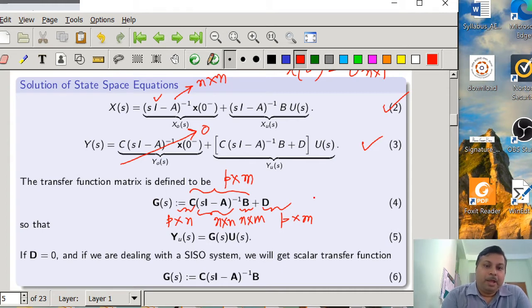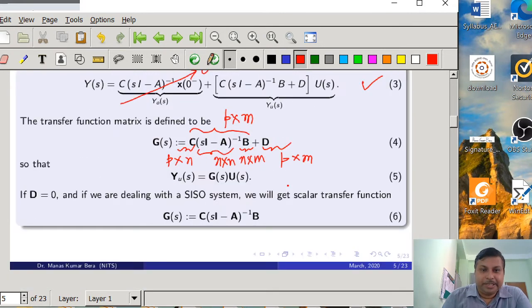Fine. So now, if you are dealing with a SISO system, then definitely you are going to get a scalar transfer function. That is also evident if you write the dimension of each matrix associated with the computation of G(s). In most cases you will find that D equals 0. If you assume D equals 0 and you are dealing with a SISO system, then you are going to arrive at a scalar transfer function instead of a transfer function matrix as in the case of a MIMO system.